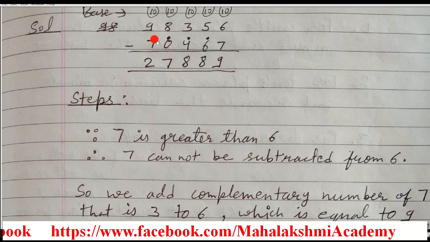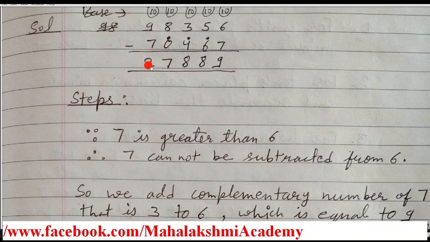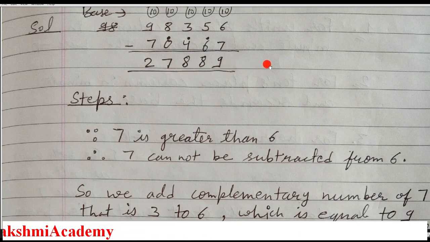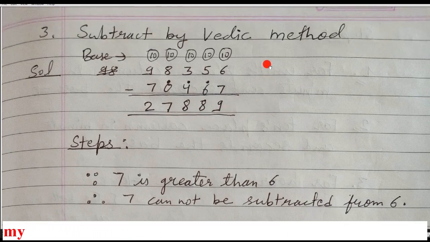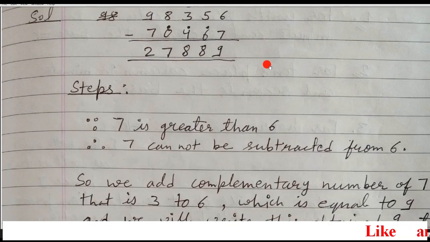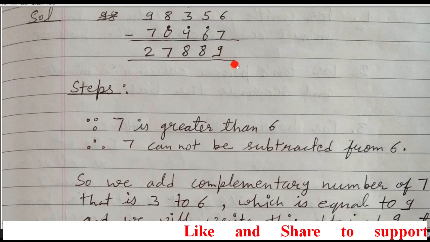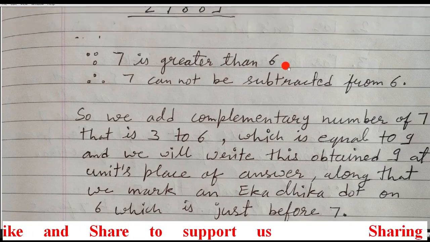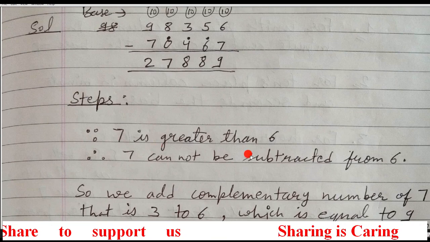Now 7 and 9, just subtract. That will give you 2. So this is the answer for this question. Students, sometimes if the question comes for 3 marks or 2 marks, you have to write down the steps. Explain the steps for only one column and then write that the remaining process will be completed in the same way.